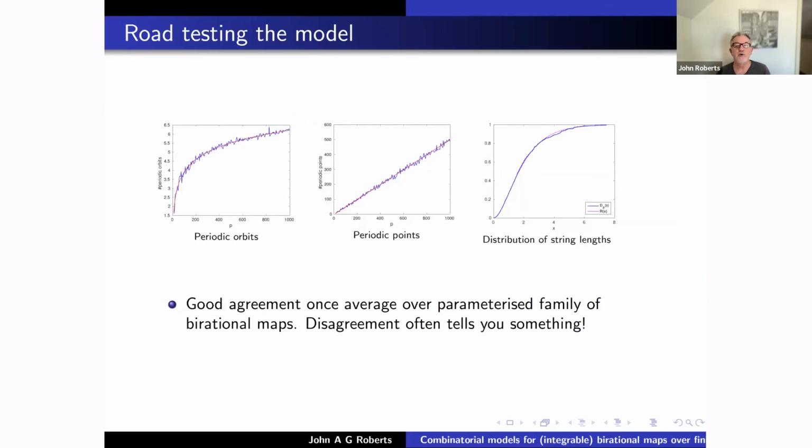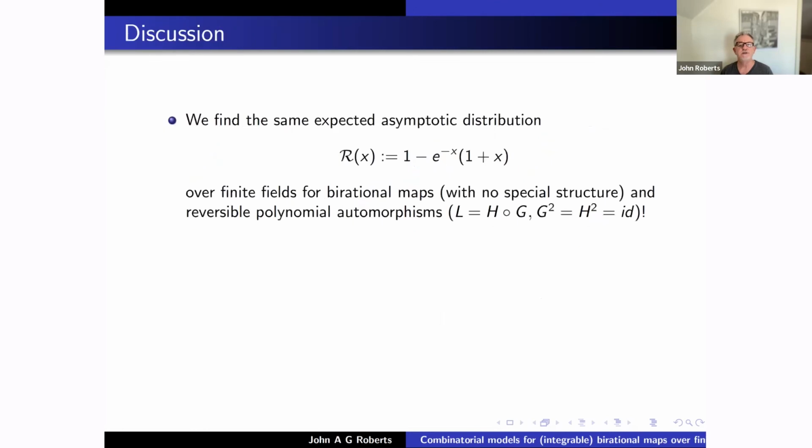I wouldn't be talking to you if they weren't good heuristics. And this is just evidence that we went and checked these with real birational maps that didn't seem to have any special properties, and these seem to be quite accurate heuristics.